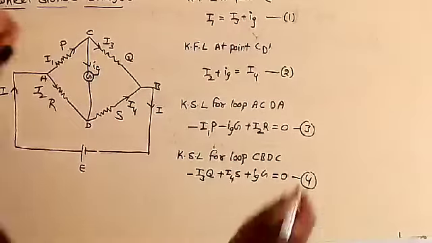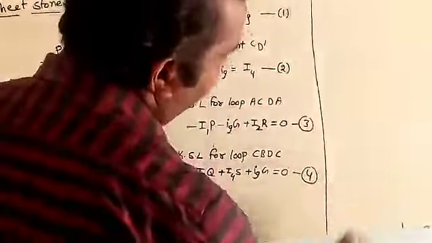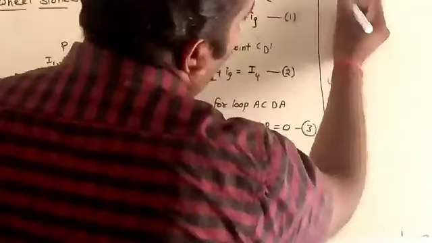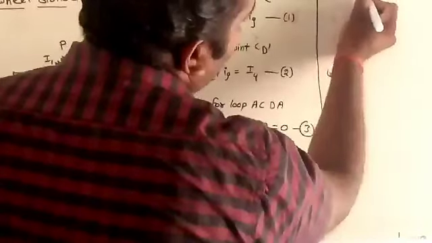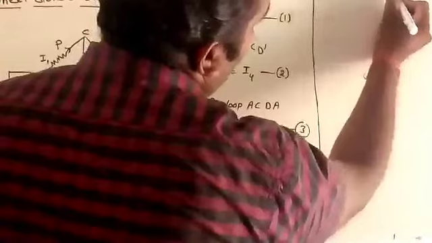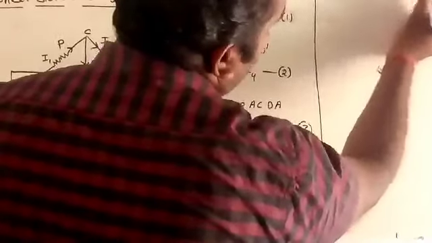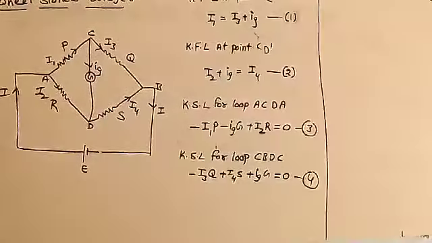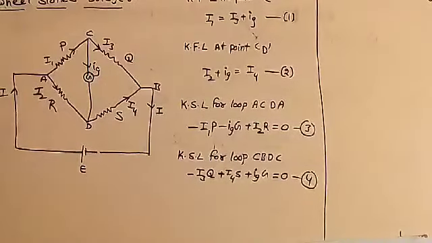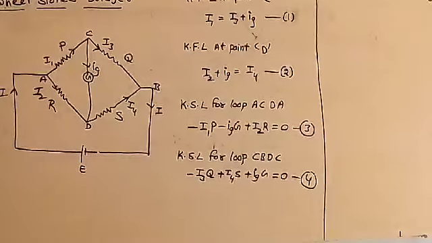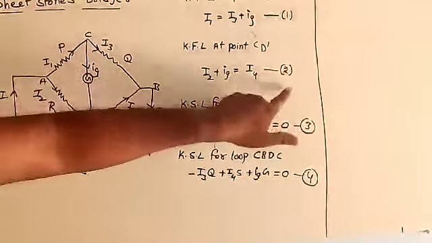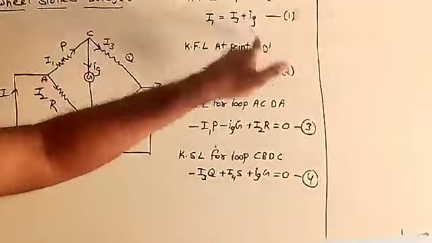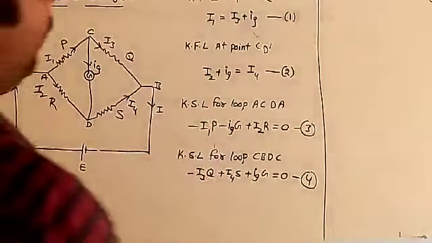Now that condition I am using. If the bridge is balanced, then the current passing through the galvanometer will be 0. That is Ig is equal to 0. If the bridge is balanced, then the current passing through the galvanometer is 0. That is the reason Ig is equal to 0. If Ig is equal to 0, then again you can write those 1, 2, 3, 4 equations by substituting Ig value 0. See how I am writing?